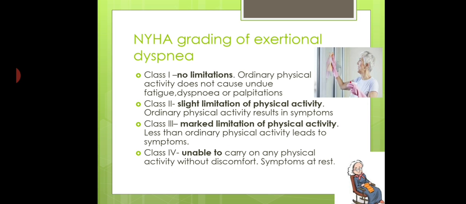Next, NYHA grading of exertional dyspnea, New York Heart Association grading. There are 4 classes: class 1, class 2, class 3 and class 4. Class 1, there is no limitation. That is, ordinary physical activity does not cause undue fatigue, dyspnea or palpitations.